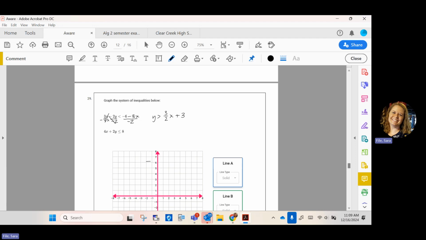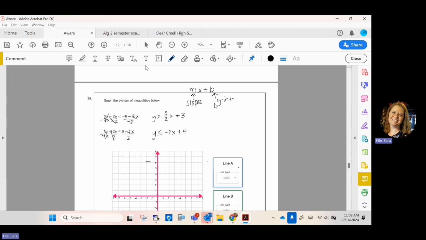For the second one, I would subtract the 4x over and then divide out the 2. This time I'm dividing by a positive, so my inequality does not flip. It stays less than or equal. The -4 divided by 2 is -2x, and the 8 divided by 2 is +4. So there are my 2 equations in mx plus b form. The reason I did that: y'all should know how to graph a line. The b is your y-intercept, and the m is your slope to get you a second point.